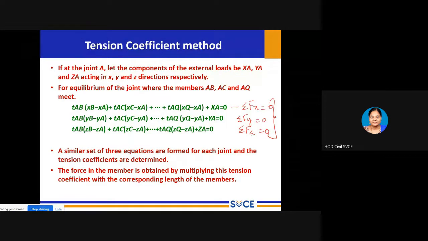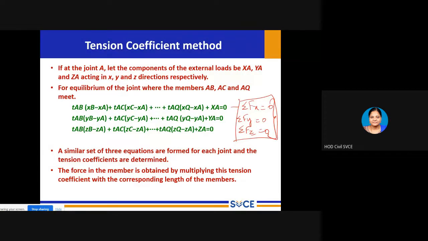And once you write these equations, you can solve them for the unknowns. That is, you can solve for the tension coefficients tAB, tAC and tAQ. After getting the tension coefficients, you can easily find out the tension in that particular member by multiplying by the length of the member. Okay. So in the tension coefficient method also, we are going to apply the equations of equilibrium, that is summation Fx equal to 0, summation Fy equal to 0 and summation Fz equal to 0. And also we are going to apply the method of joints only. Okay, so both these things will be used in the tension coefficient method.